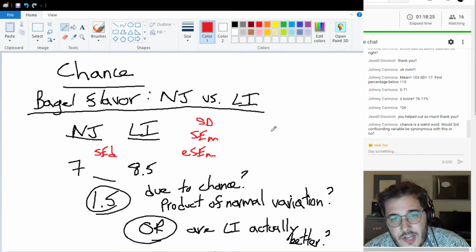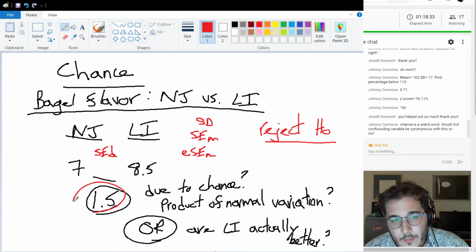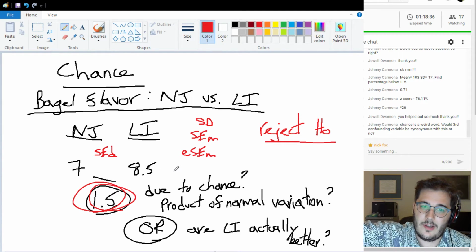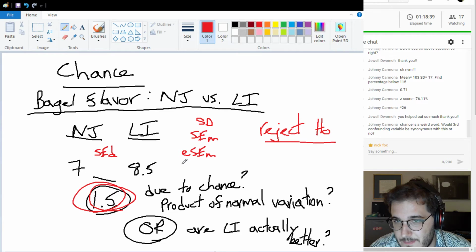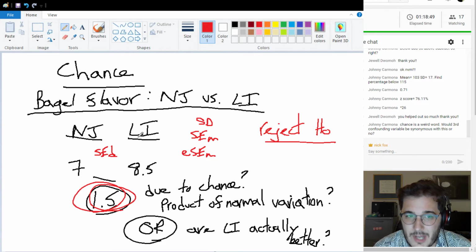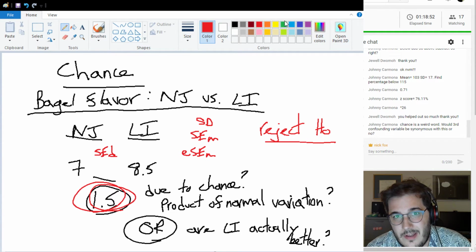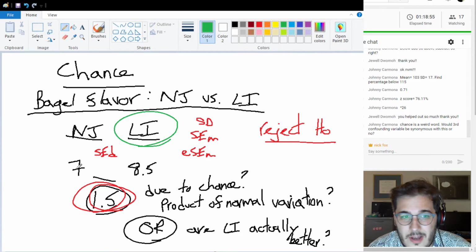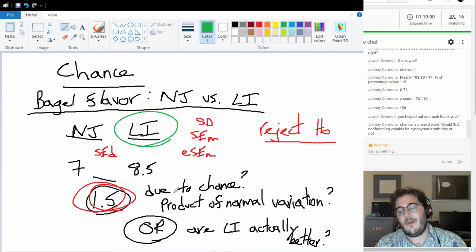So when we reject the null hypothesis, we're saying that this difference of 1.5 goes above and beyond what we'd expect due to natural variation. So yes, bagel tastiness can change. We know this. But this difference of 1.5 is more extreme than that. We're saying this difference is because Long Island bagels are actually better. We're saying that this is the actual winner, because normally we'd expect to see some level of variance, but not that much variance. Like, oh my God, 1.5, that's a big difference of means, right?